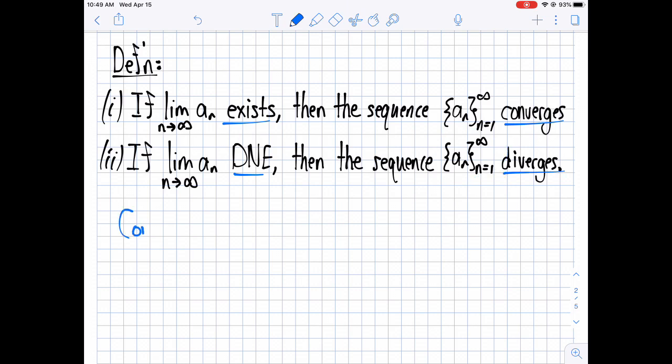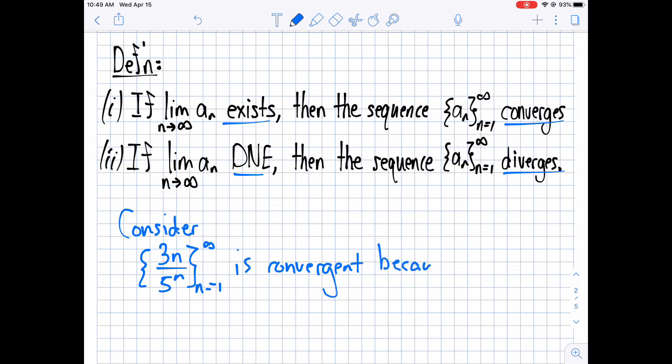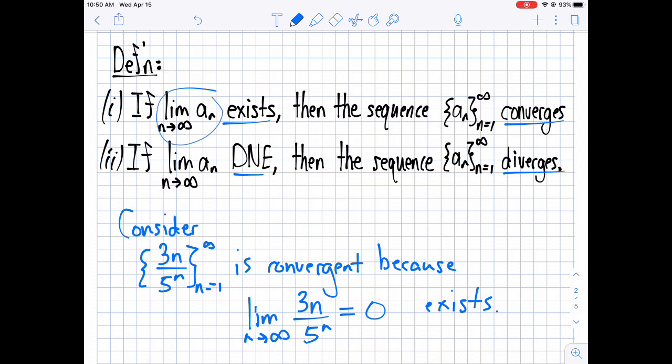So let's take a quick look again at the sequence that we just saw. We had 3n divided by 5 to the power of n from 1 to infinity. This is going to be convergent, and it is convergent because the limit as n approaches infinity of a_n, which in this case was 3n over 5 to the n, was equal to 0. It existed. So this is very much what we're going to be looking at with sequences. We want to know when this limit exists and when it does not exist, so we can know whether our sequence is going to be convergent or divergent.